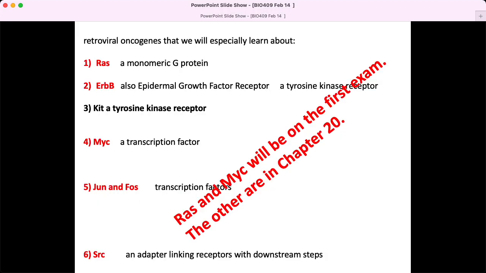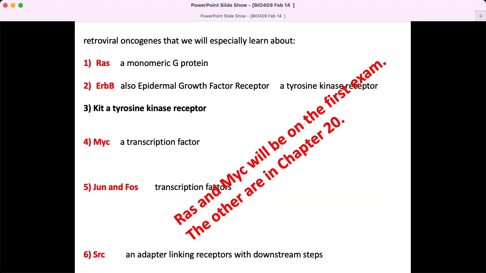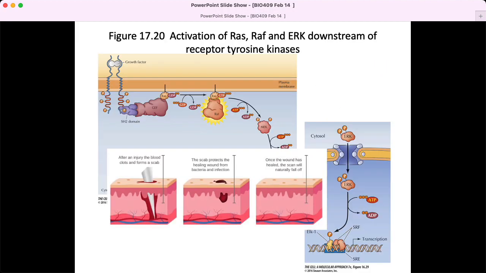And then we'll talk just a little bit in our course about SRC, and we'll learn in chapter 20 there's an SRC homology domain. So SRC fits in this pathway. And then JUN and FOS and MYC are all transcription factors. And we'll learn that MYC, like ELK, is one of the downstream targets of this kind of signaling pathway. And in a different pathway, JUN and FOS are activated.